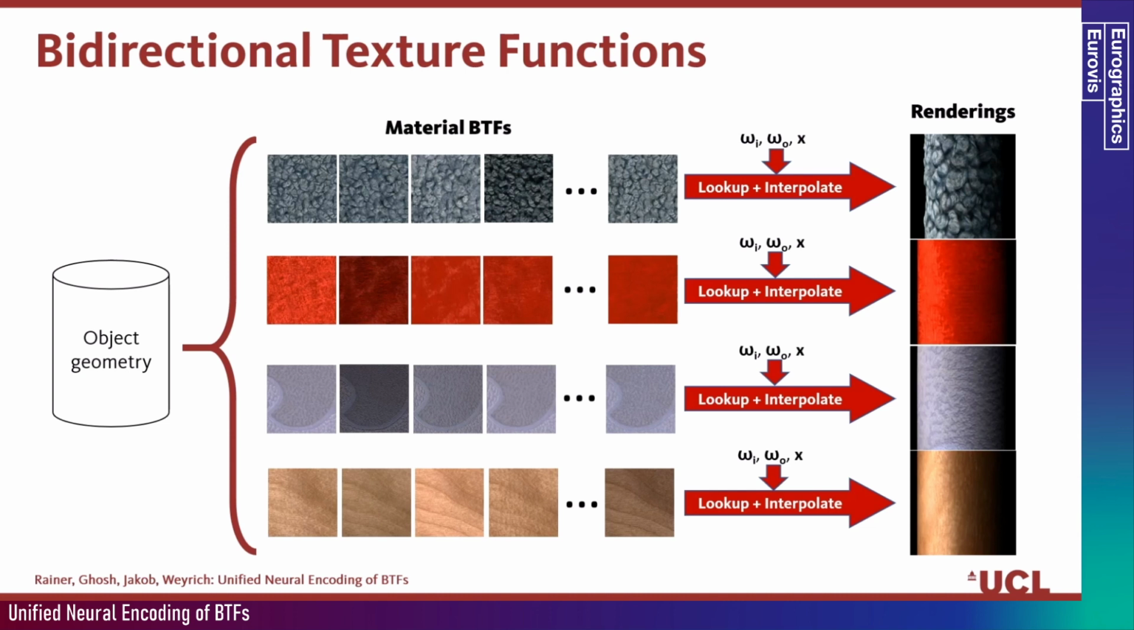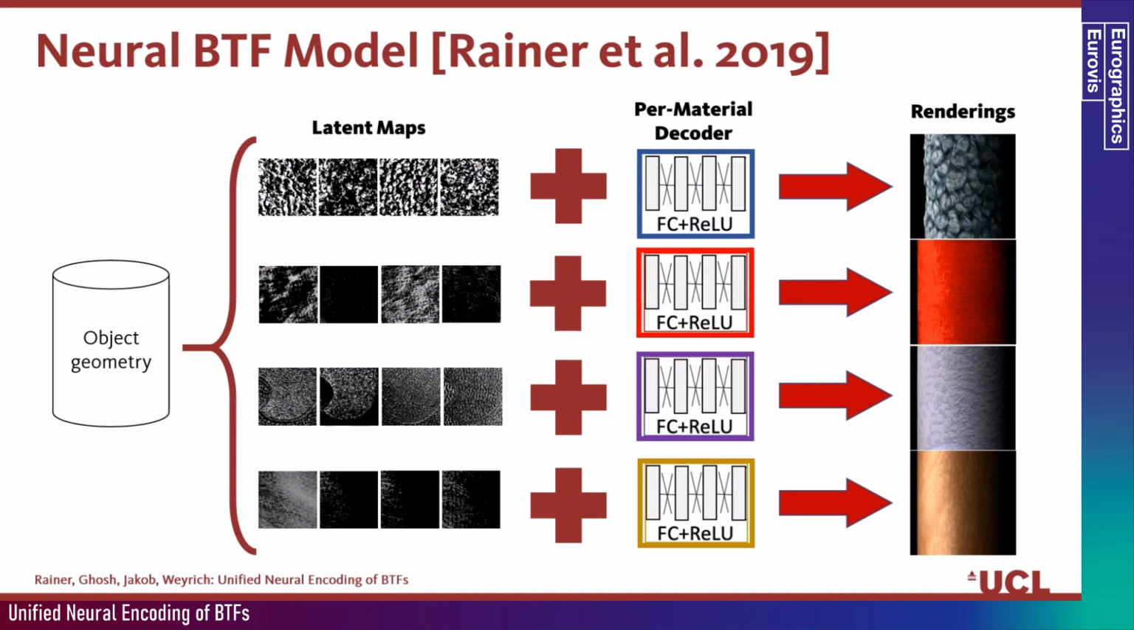Given that a BTF is basically a database of examples of one material's appearance, and since neural networks have proven to be good approximators of radiance distributions, last year our team in Rainer et al. 2019 introduced a neural representation for BTFs that offers unprecedented compression rates in conjunction with a natural interpolation between angular BTF samples. In that approach, each material is represented by a set of only 10 latent maps compared to the original 22,000 textures, and an associated decoder network, which is continuously parametrized on light and view directions and implicitly handles the angular interpolation.